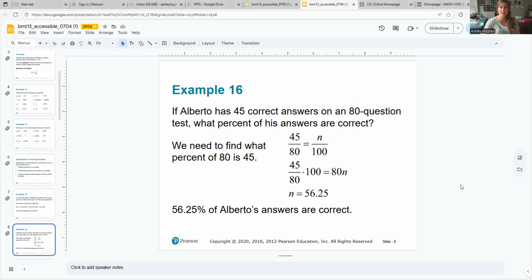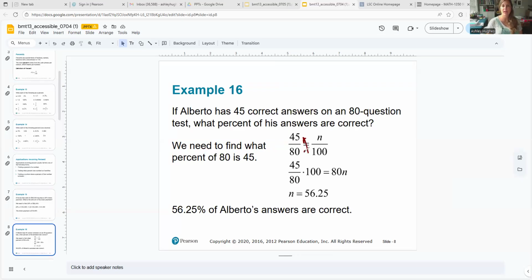Now, Roger has 45 correct answers on the 80-question test. What percent of his answers are correct? So I've used this a lot in grading, actually. So 45 out of 100 is equal to what out of 100? Sorry, 45 out of 80 is equal to what out of 100?